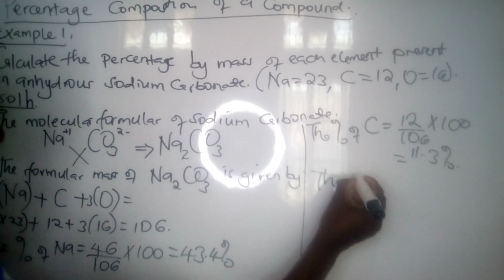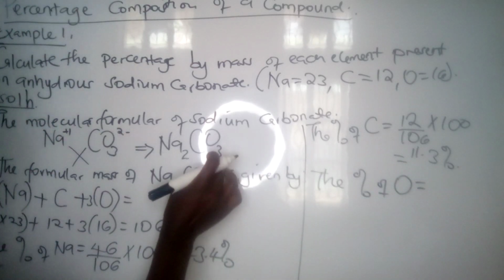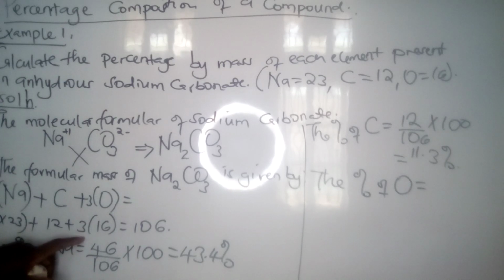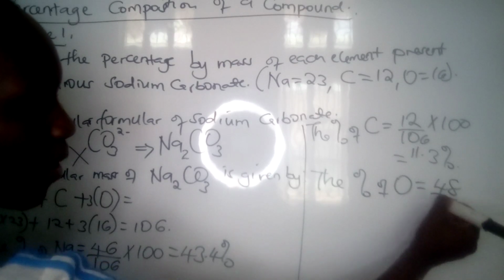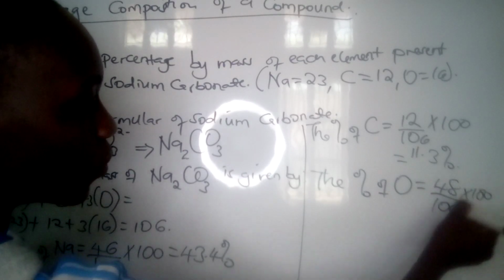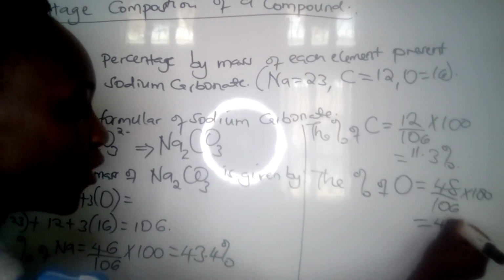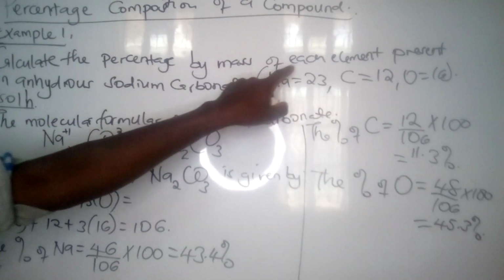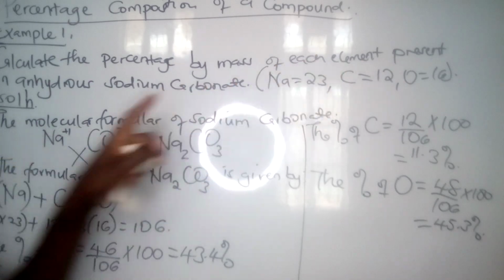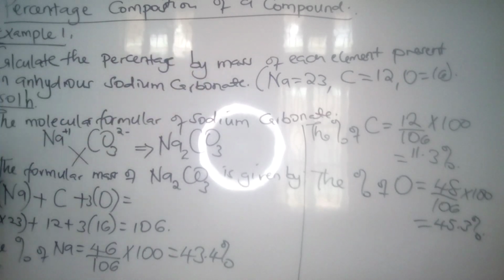Then we have the percentage of oxygen. So we have 3 oxygens, so we have 16 multiplied by 3, which is supposed to give us 48. So we have 48 over 106 times 100, which, when you use your calculator, should give us 45.3%. So that is how we calculate the percentage by mass of each element present in a compound, and this compound is sodium carbonate. So we are going to see another example, example 2, in a short while.